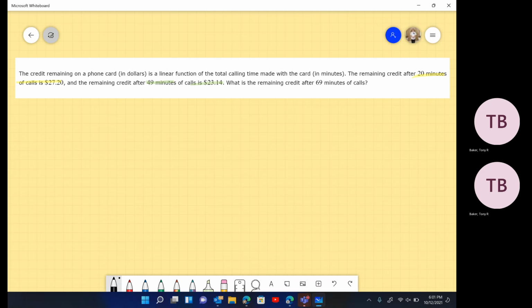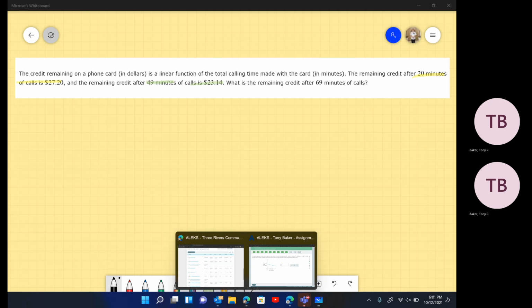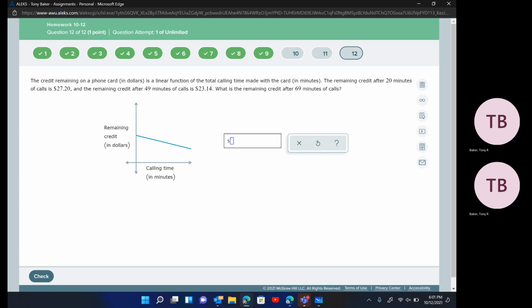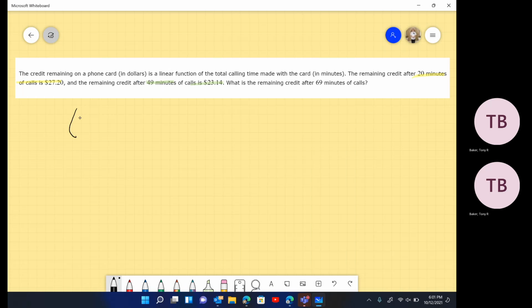Now, when you're looking at the graph, notice how it's got minutes on the X and money on the Y? Keep that in mind, because when you write your points, you have X and then Y. So when we write these points, my X for the first one is 20 minutes and then 27:20. My next one is 49 minutes and 23:14. That good so far? Okay.